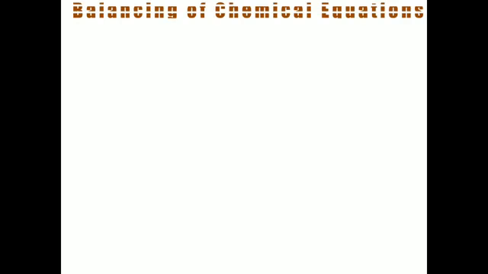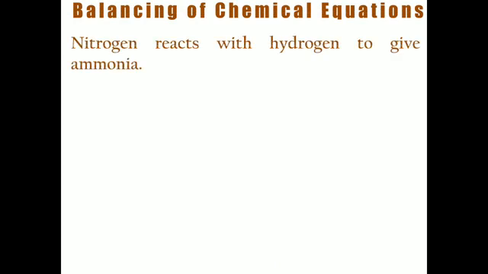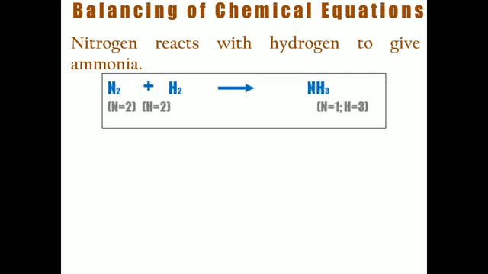So in this next slide we are going to study how we are going to balance the chemical equation. Let us say we have the example of nitrogen reacts with hydrogen to give ammonia. So this is the chemical reaction and we have to write the equation which is balanced. Now the first step is that nitrogen is written in molecular form.